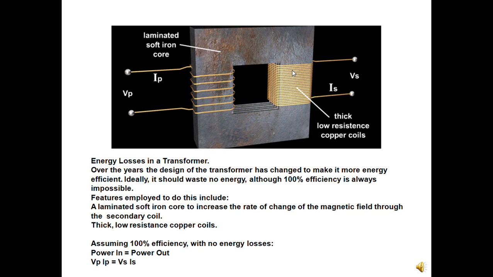So the final thing to mention here is that normally in a real transformer you would wrap the secondary over the primary so that all of the field produced around the primary goes through the secondary. They're separated like this so that you can see the different components of the transformer, but in reality this coil will be wrapped over the top of that one so that all of the field due to the primary goes through the secondary and none of the field is lost, which would be an inefficiency.